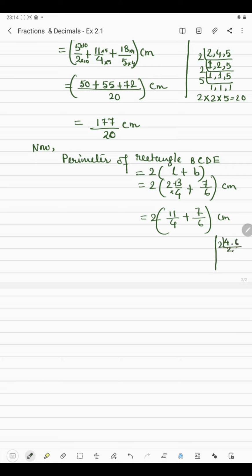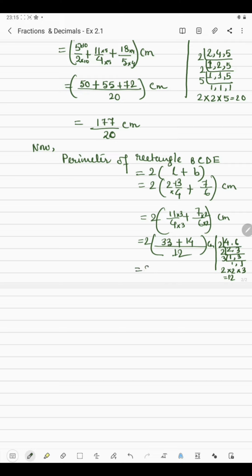2 2s are 4, 2 3s are 6, 2 1s are 2, 3, then 3 1s are 3. So it will be 2 into 2 into 3. So 3 2s are 6, 6 2s are 12. So 12 will be the LCM. So we will write 12 here. Now see, what should be multiplied by 4 to get 12 is 3. So here also same number will be multiplied by the numerator. So 11 3s are 33 plus 6 will be multiplied by 2 to get 12. So here also multiplied by 2. So 7 2s are 14.